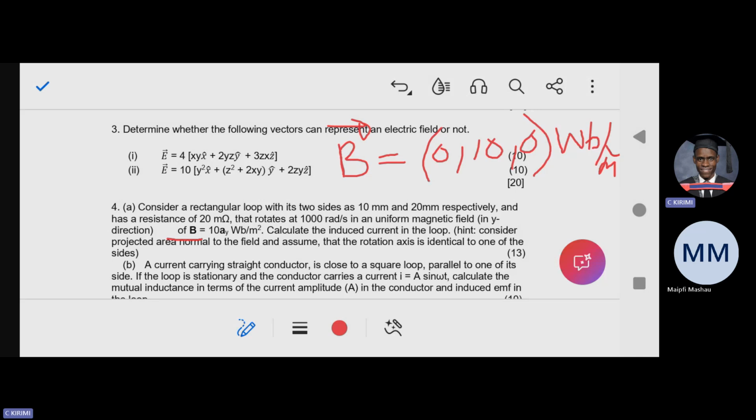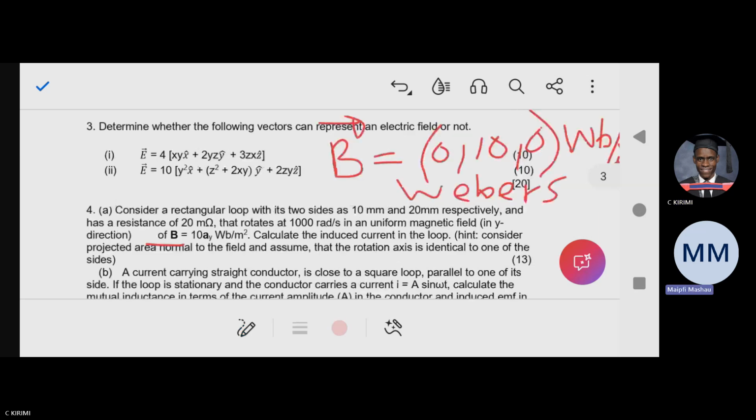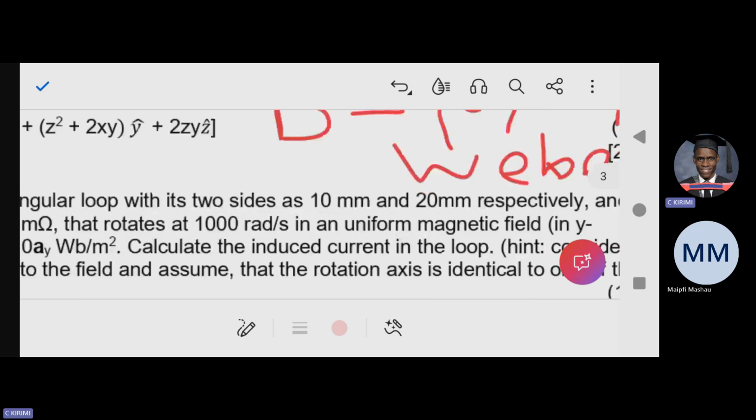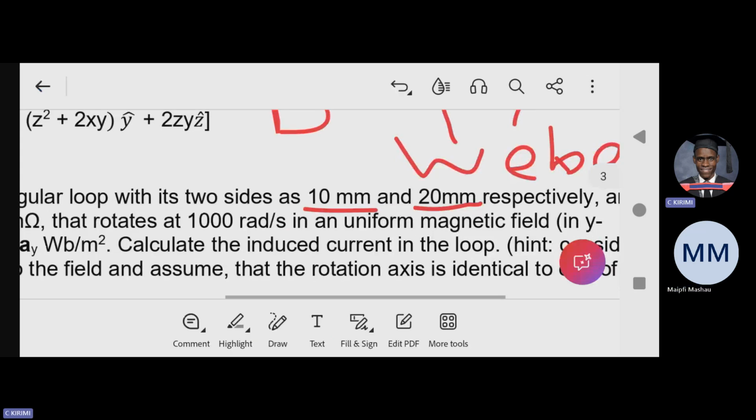So WB is representing Weber, the unit for magnetic field in Weber per meter square. If you have been given your units per meter square, you must convert everything. Millimeters, you convert to meters. Then this 20 millimeters, you also convert to meters before you calculate. So calculate the induced EMF.